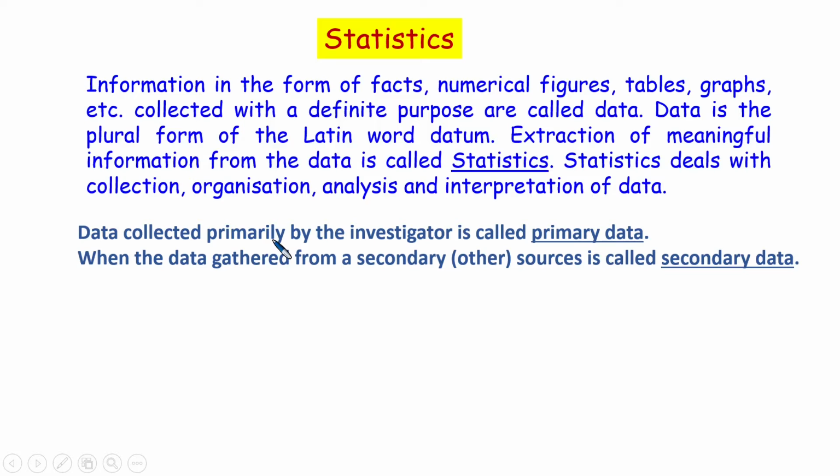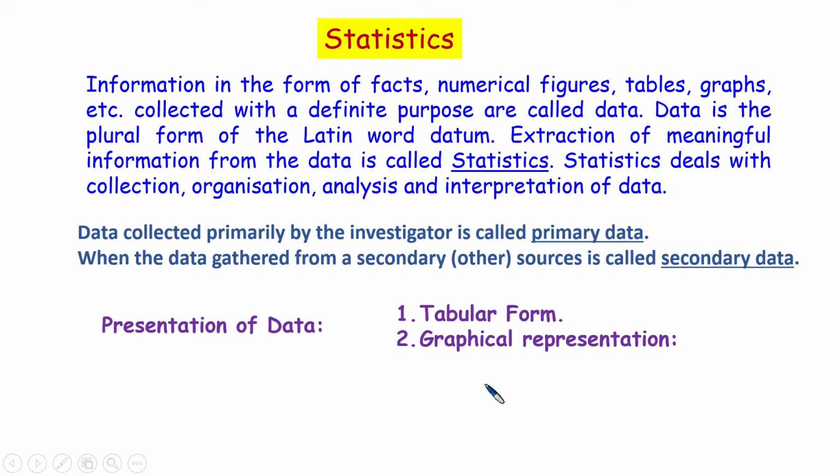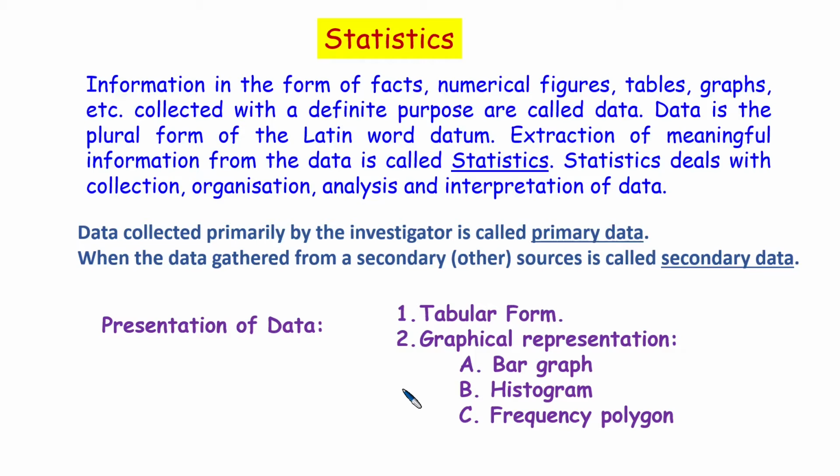Data collected primarily by the investigator is called the primary data, and when the data is gathered from other sources, it is called the secondary data. Presentation of data: you present it in a tabular form or in a graphical representation. In a graphical representation, you have a bar graph, then a histogram, and then a frequency polygon. We will deal with all this in the next few slides.